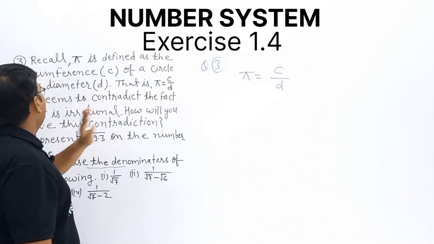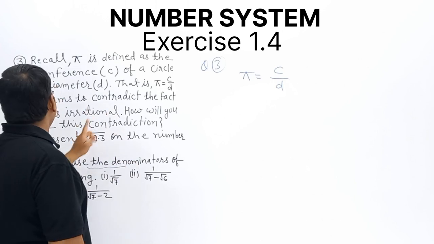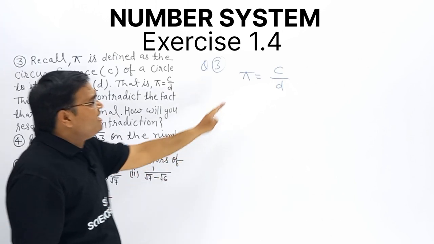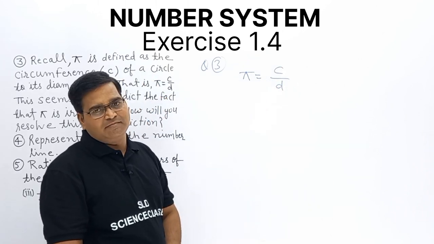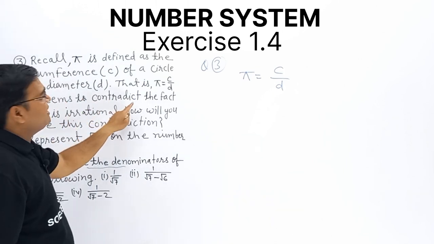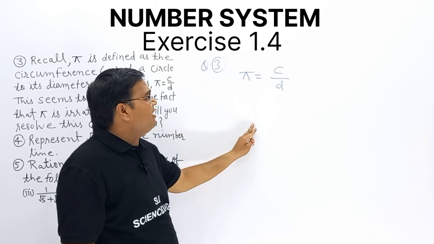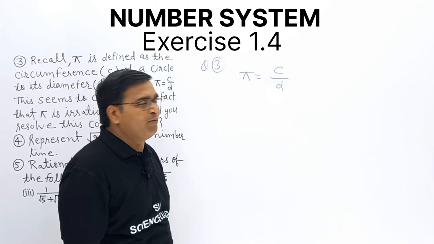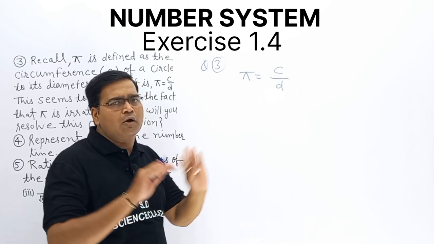That is pi equal to C by D. This seems to contradict the fact that pi is irrational. Pi equal to C upon D. It is showing pi is contradicted. There is a contradiction. Why? Because pi is irrational, but C upon D is showing ratio P upon Q form, and it is rational. But there is no contradiction.